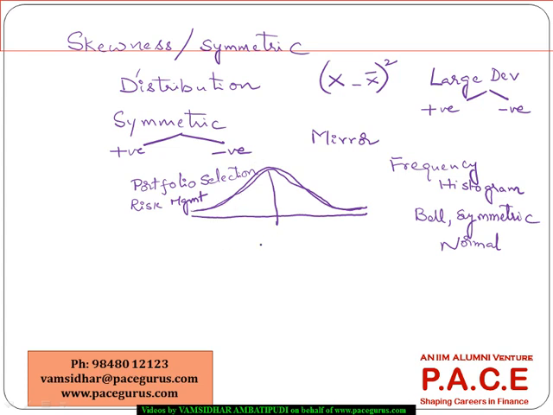Some of the important things associated with the normal distribution: the mean is the same as the median, and only the mean and the variance are sufficient to describe the distribution. I don't need to understand whether the deviation is more towards the left side or towards the right side, because it's already symmetrical. So only these two are sufficient.